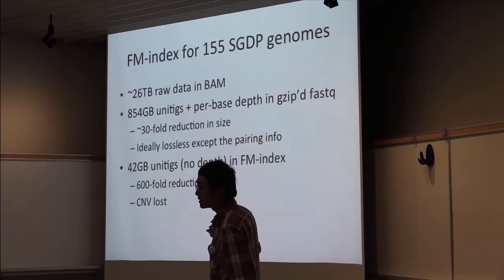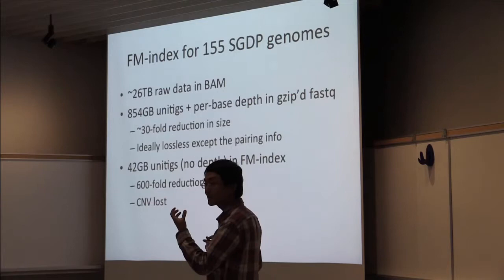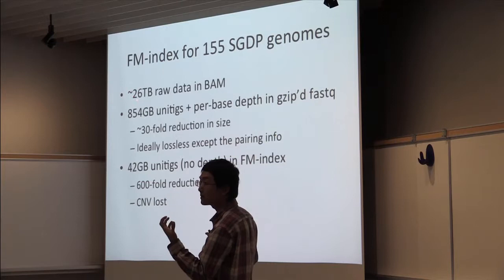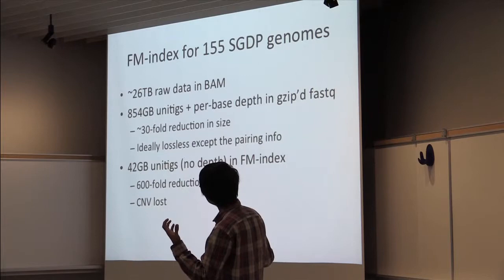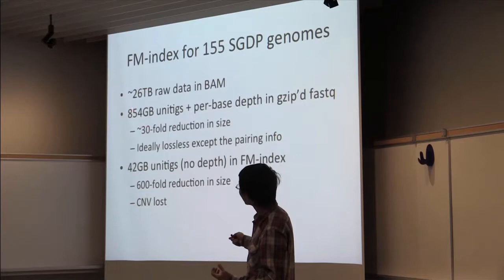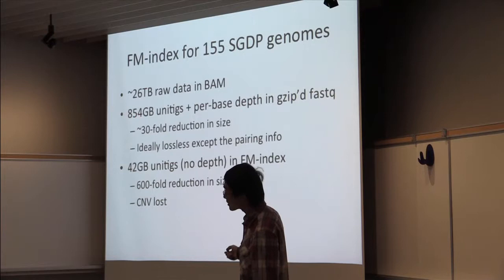If you look at this whole process, we start from 26 terabytes of data in BAMs. We sequenced with Illumina, and Illumina sent us BAMs of 26 terabytes. If we do the assembly and keep the unitigs, ideally this is lossless except for the pairing information. This is a 34-fold reduction from 26 terabytes; after the assembly, it's less than 900 gig.